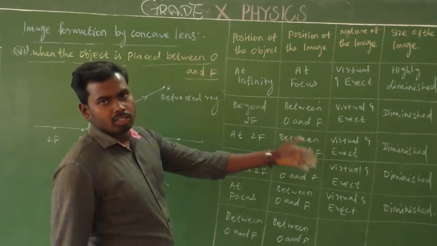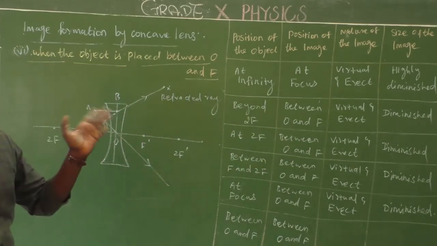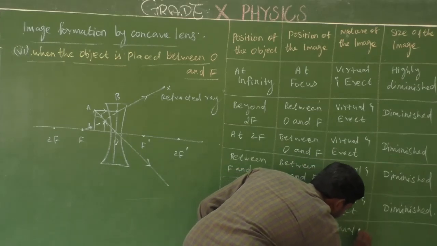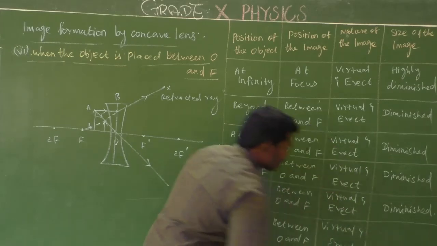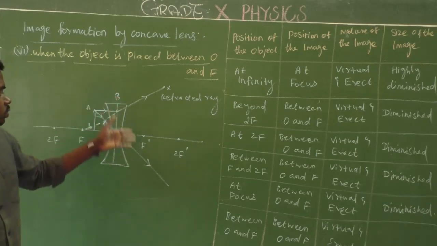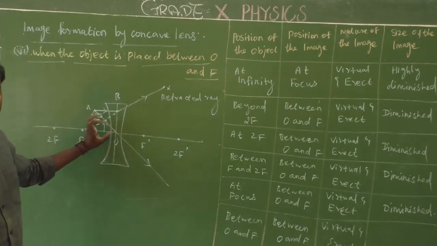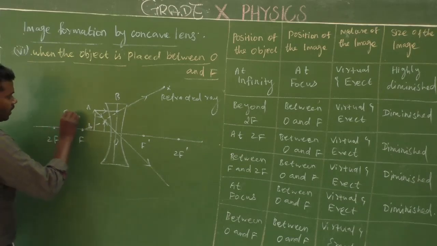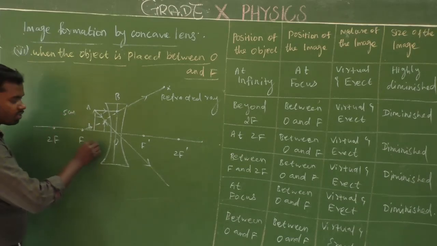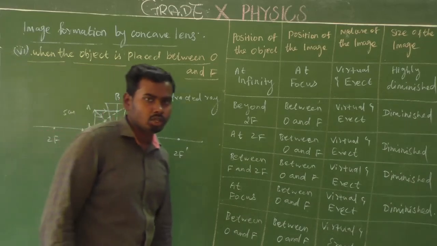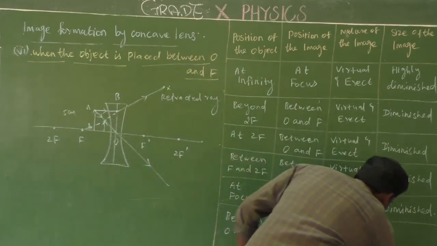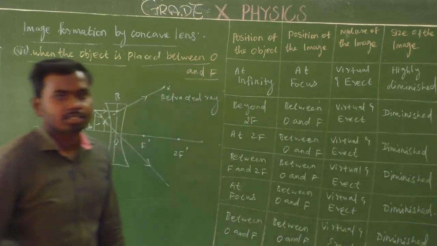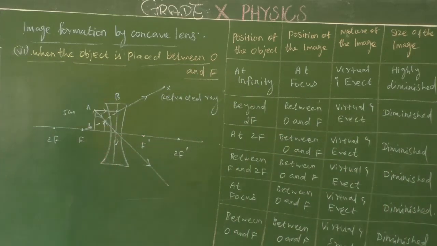So what is the nature of the image? The image is formed above the principal axis, so that image is considered a virtual image. Am I right? All virtual images are erect images. What is the next one? Size of the image. The size of the image is smaller than the size of the object. If the size of the object is 5 centimeters, then the image will be smaller than 5 centimeters. It may be 4 centimeters, 3 centimeters, whatever it is. So that is considered diminished. Is it clear? Yes, very simple.